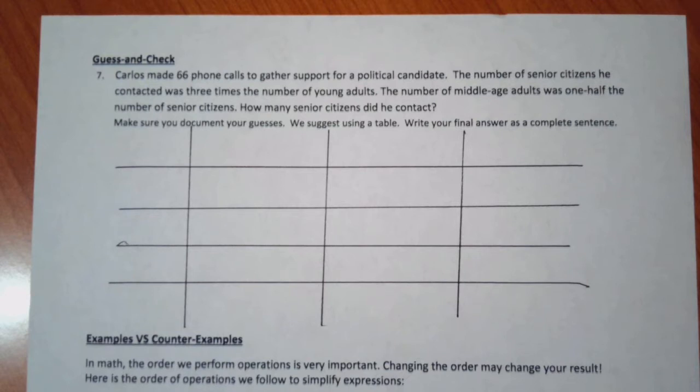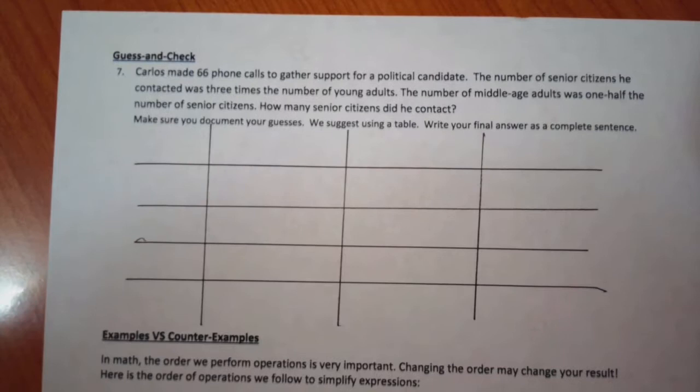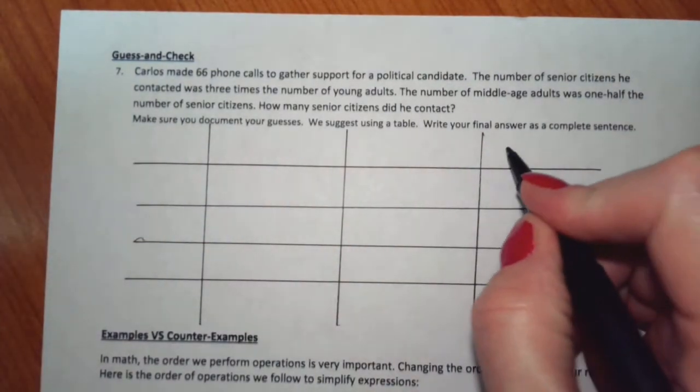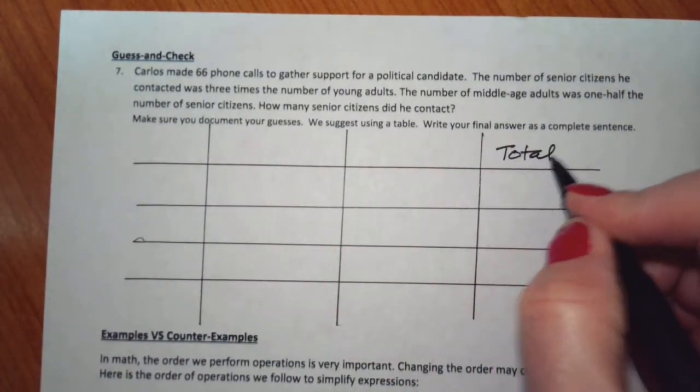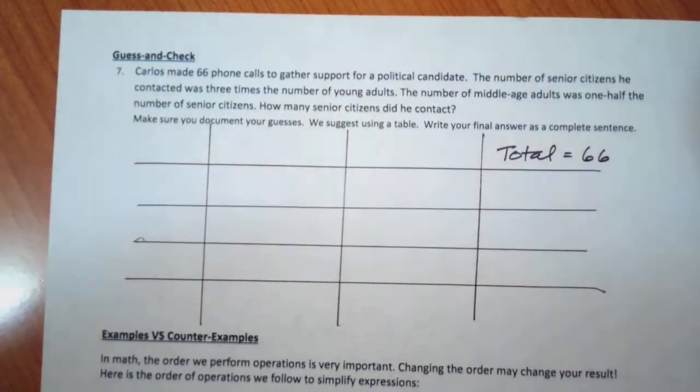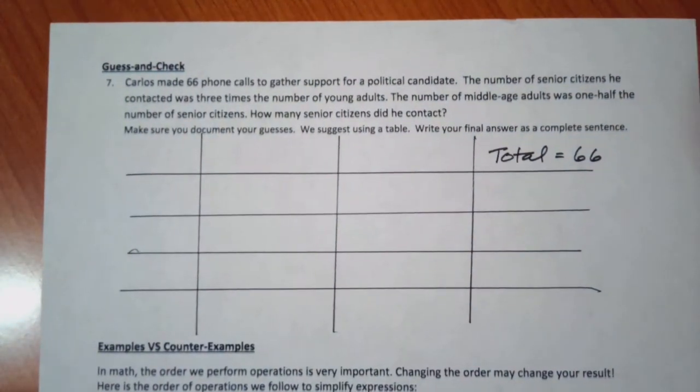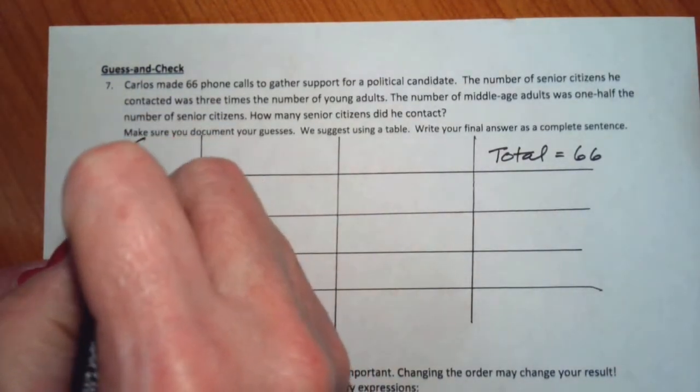All right. Well, we know the total here has to equal 66. So we're going to judge whether it's too high or too low based on that. But now how am I going to get there? What am I going to use for my guess? That's where I have to start, my guess.